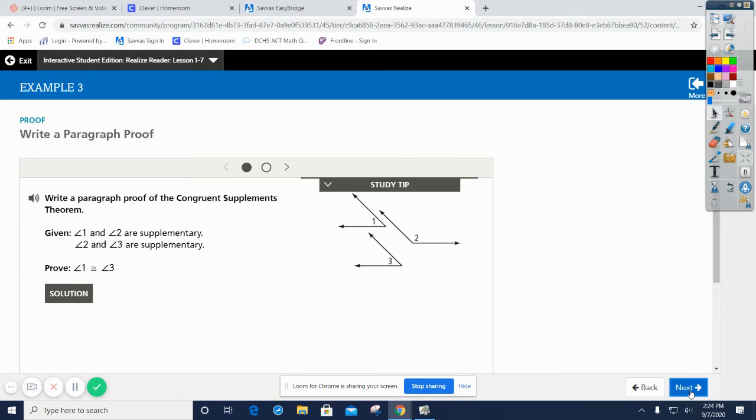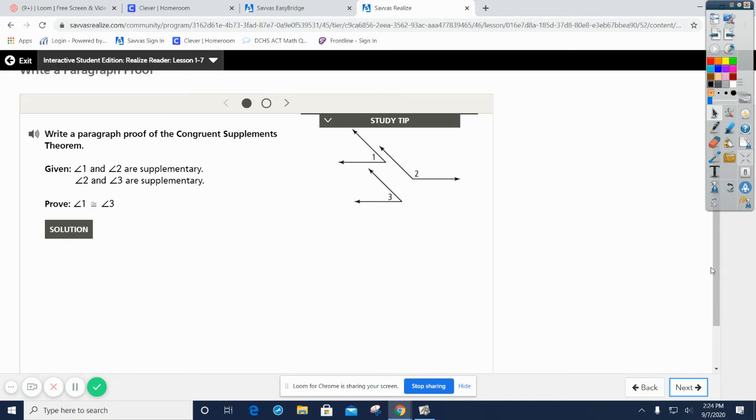Okay, the next part here is on paragraph proofs. Now, paragraph proofs are a type of proof that we're not going to use, but you might see one in a problem. So I just want to show you what they look like. So look at this thing we're trying to prove here. It's given us that angle 1 and angle 2 are supplementary, and angle 2 and angle 3 are supplementary. So we want to prove that 1 and 3 are congruent.